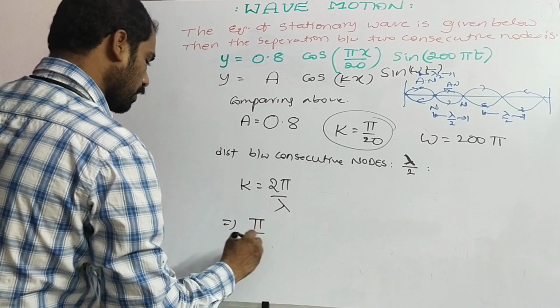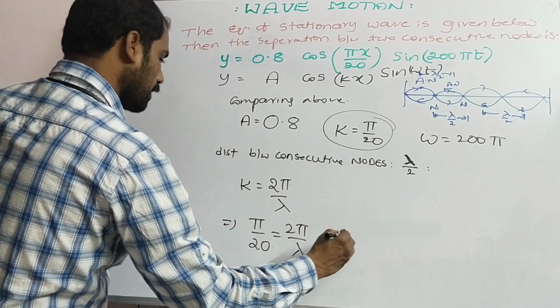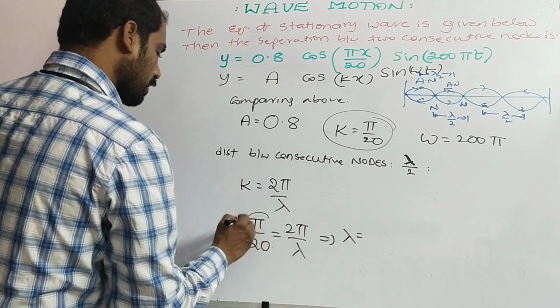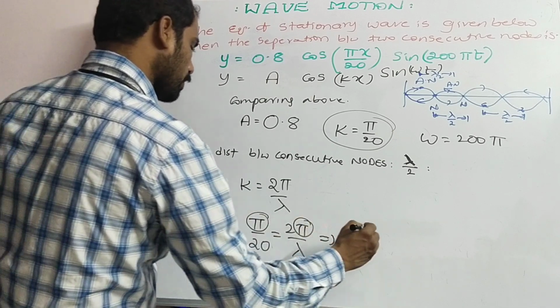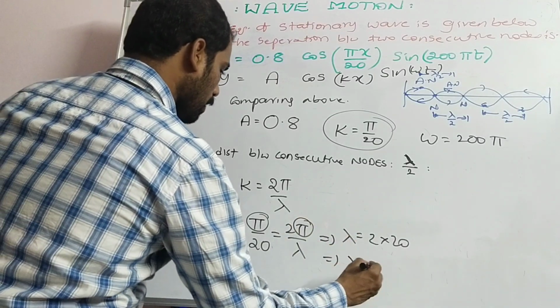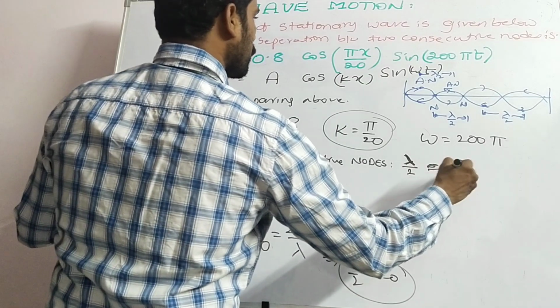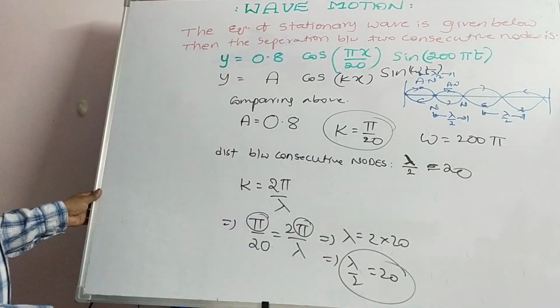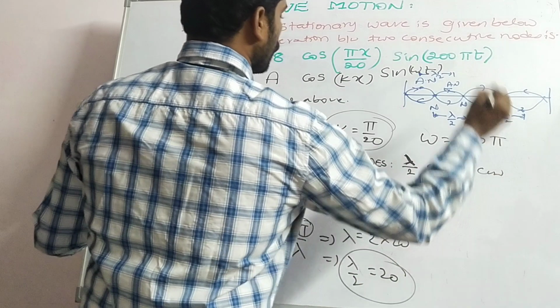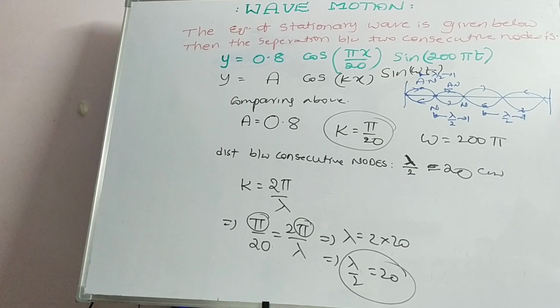That is pi by 20. Pi by 20 is equal to 2 pi by lambda. That implies lambda is equal to, pi gets cancelled, so lambda is equal to 2 into 20. But we have to find lambda by 2, no? Lambda by 2 is equal to 20, so lambda by 2 is equal to 20 centimeters. That is the distance between consecutive nodes as well as the consecutive antinodes also.